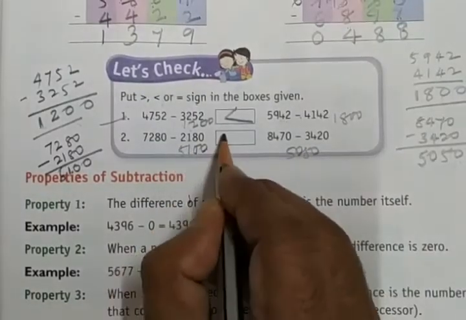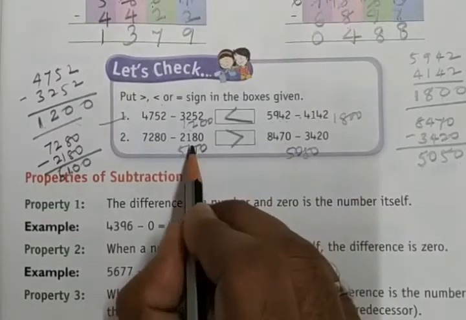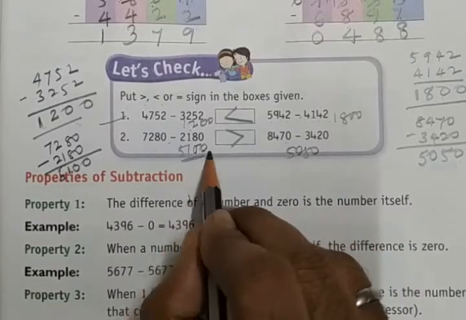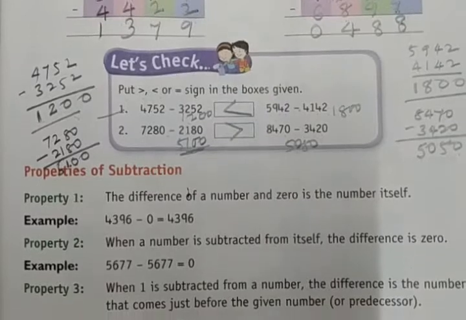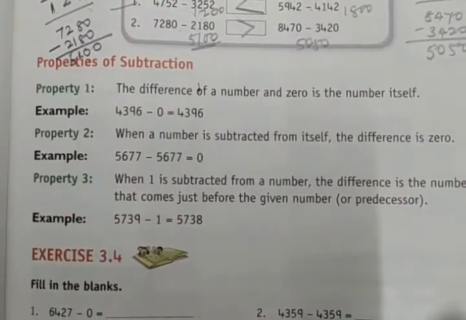Means this is greater than this. The subtraction of these numbers results in a number greater than this. So that you have to put this sign. Clear? The subtraction properties. Next we have to move further.